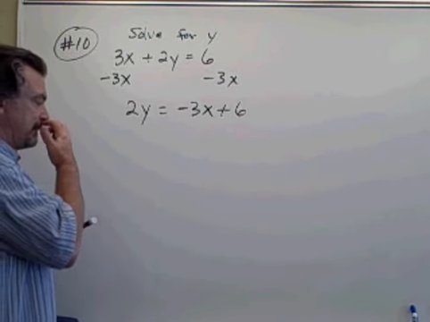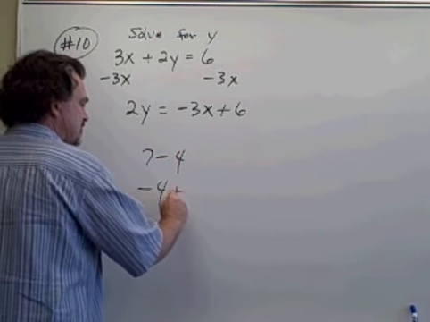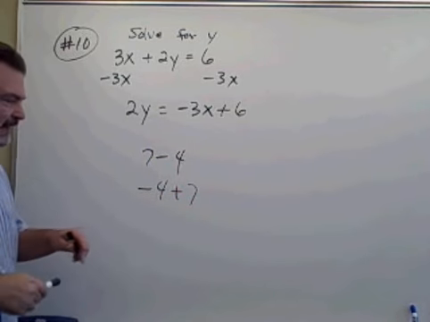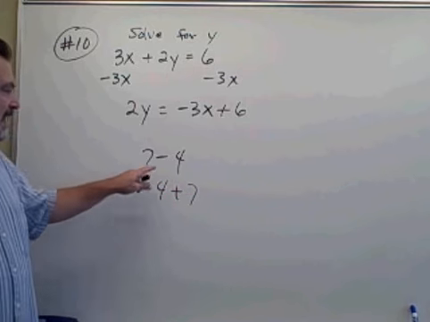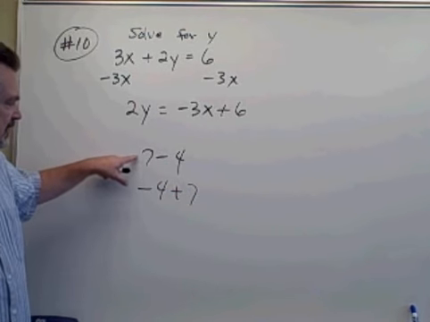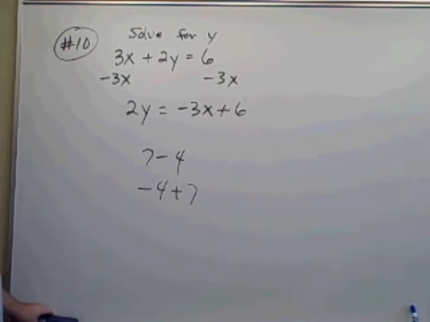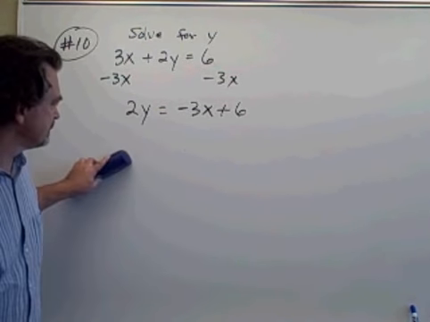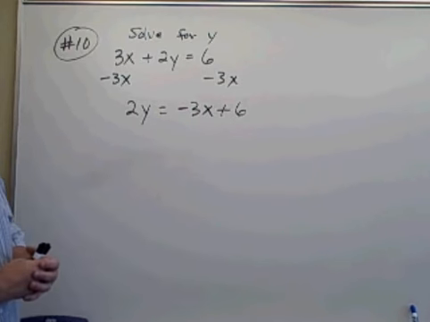Because isn't 7 minus 4 the same as negative 4 plus 7? 7 minus 4 is 3, negative 4 plus 7 is 3. As long as I maintain the signs, I can rewrite terms in a different order. And that's what we've done here.